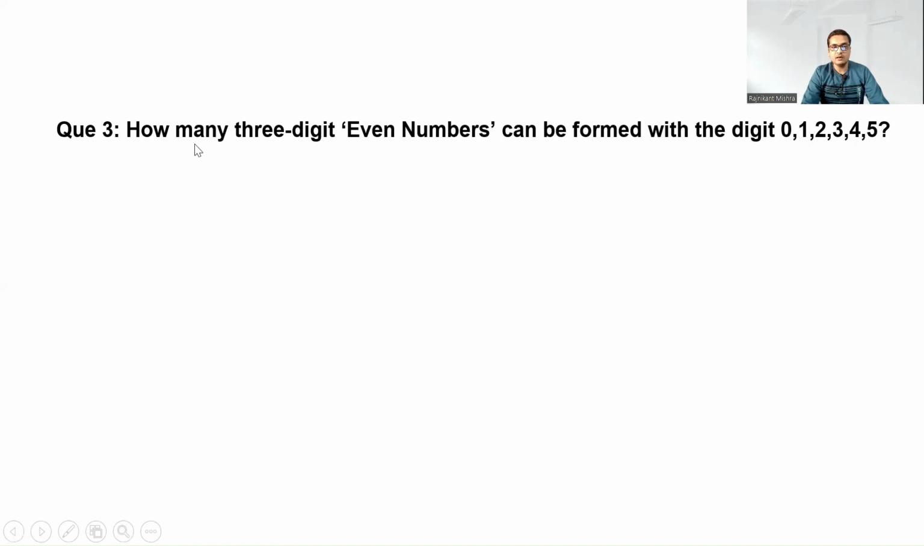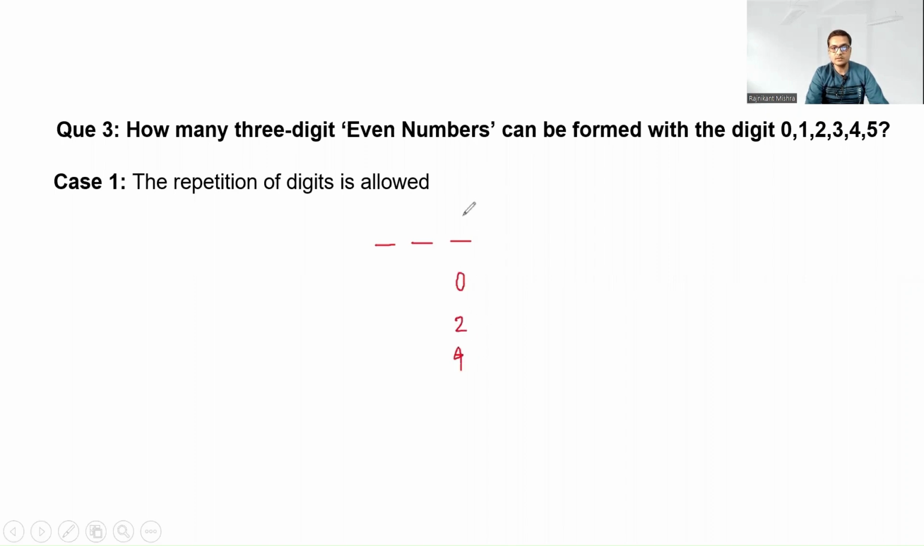Question number 3. How many 3-digit even numbers can be formed with the digits 0, 1, 2, 3, 4 and 5? Case 1. The repetition of digits is allowed. For 3 digits, we have 3 positions: unit, tens and hundreds. In case of an even number, for unit place, we have only 3 choices: 0, 2 and 4. So the number of choices is equal to 3.